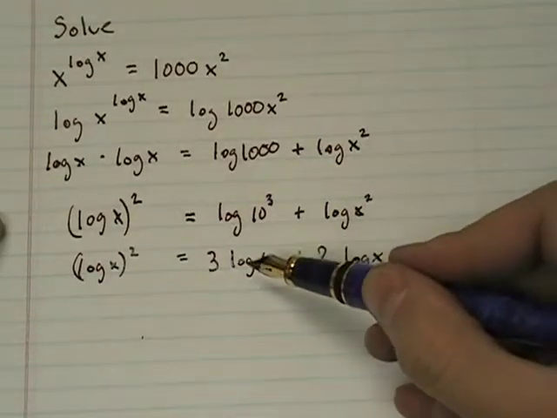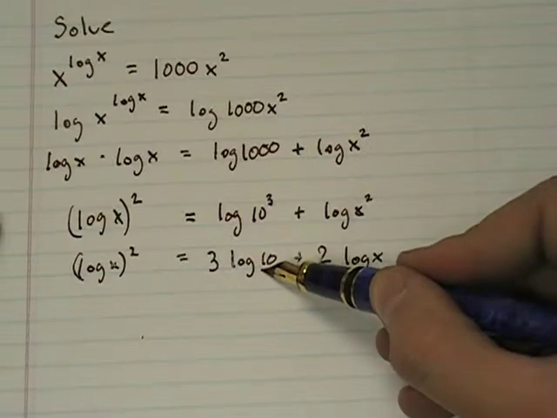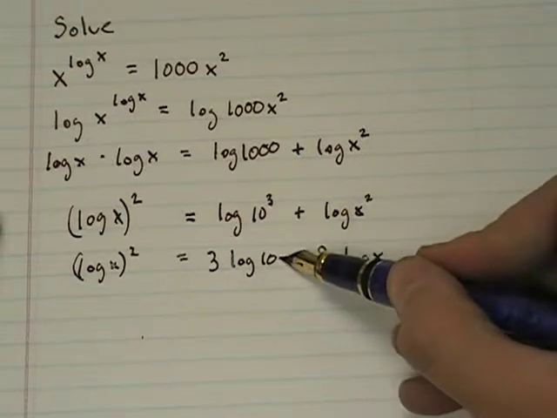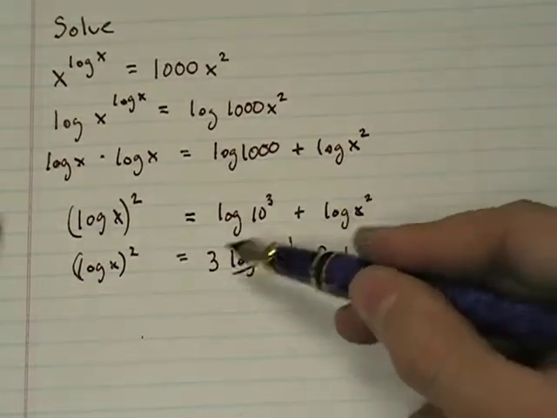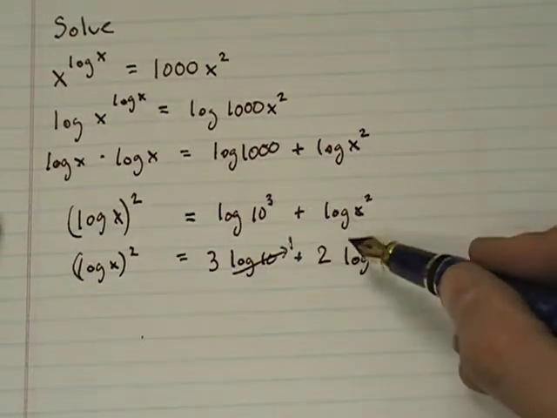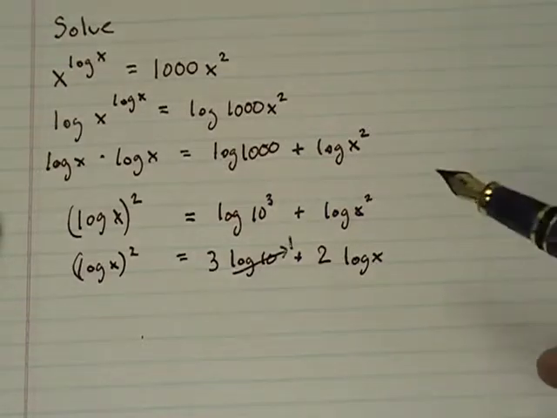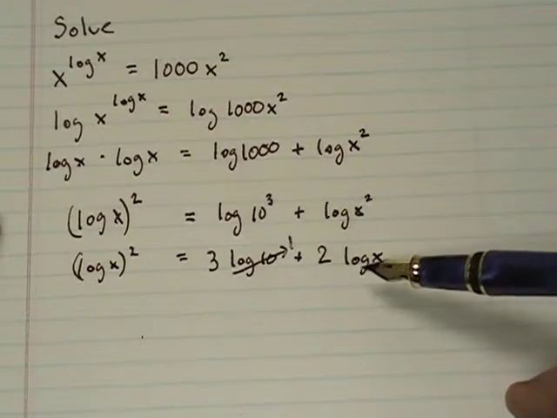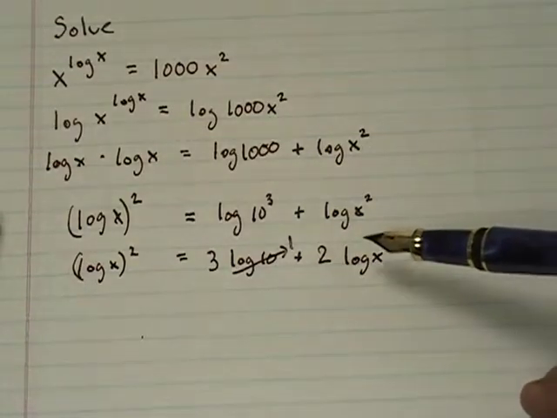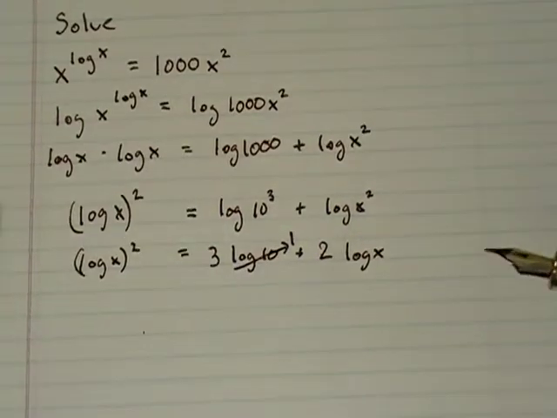Now, what is the base of this logarithm? It's a base 10 log. Log 10 of 10 is just 1. So what does this become? Just 3. And then here, of course, you've got 2 times log of x. Now, if I look at this, I've got log x squared, log x to the first power, and then a constant. And I have a quadratic.